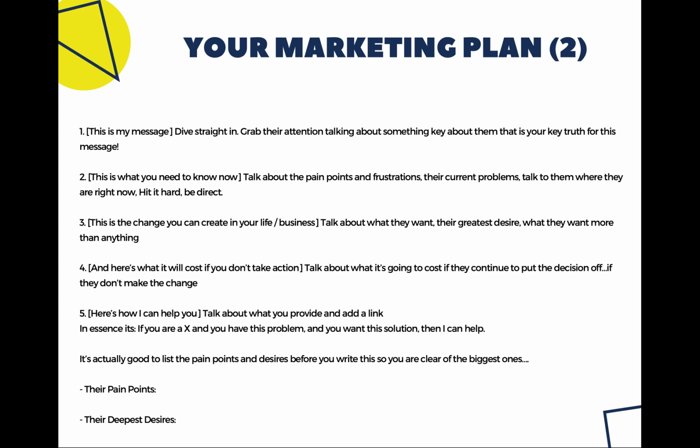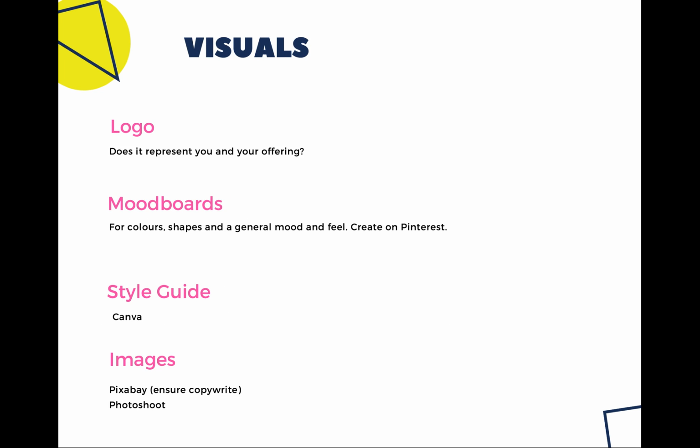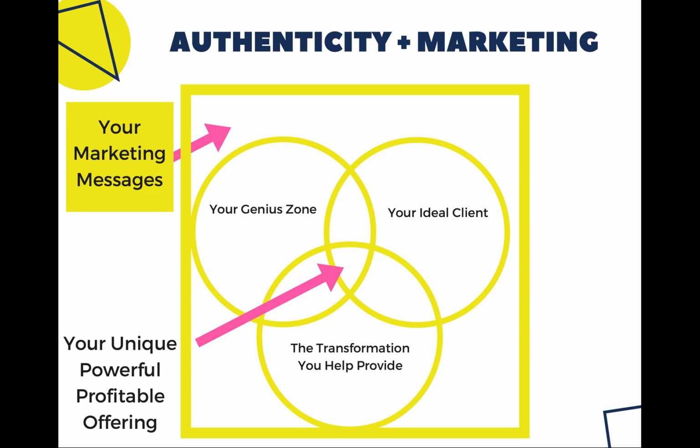It's so important too that you can see how important the authenticity aspect is. Because if we go back a couple of steps to my favorite slide, this one here, the genius zone, the ideal client, the transformation you help provide, this is where your marketing message really aligns with who you are, what's your genius zone, what are you great at, who your ideal client is, what their problems and challenges are, and the transformation you help provide. And obviously in your genius zone, it's your story as well. If you link your marketing messages around those three key areas and obviously your solution, which is the unique, powerful package that you offer, that's how you tie it all together.